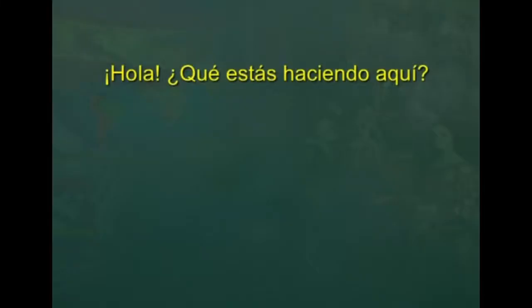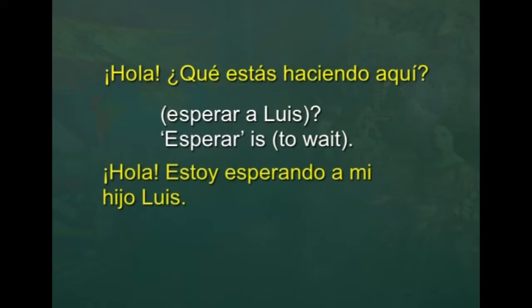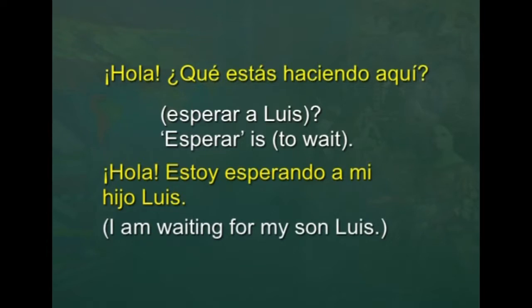Muy bien. Let's proceed. Now, suppose you are at the bus stop waiting for your son Luis and your friend approaches you and asks, Hola, ¿qué estás haciendo aquí? How would you reply using esperar a Luis? Esperar is to wait. Well, you say, Hola, estoy esperando a mi hijo Luis. I'm waiting for my son Luis.